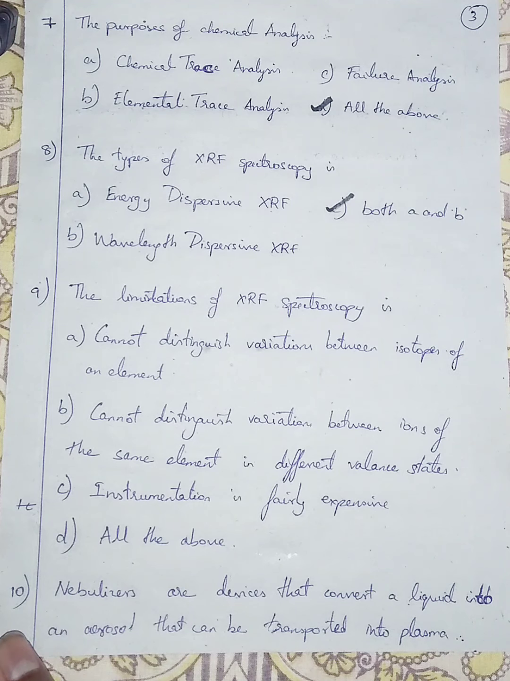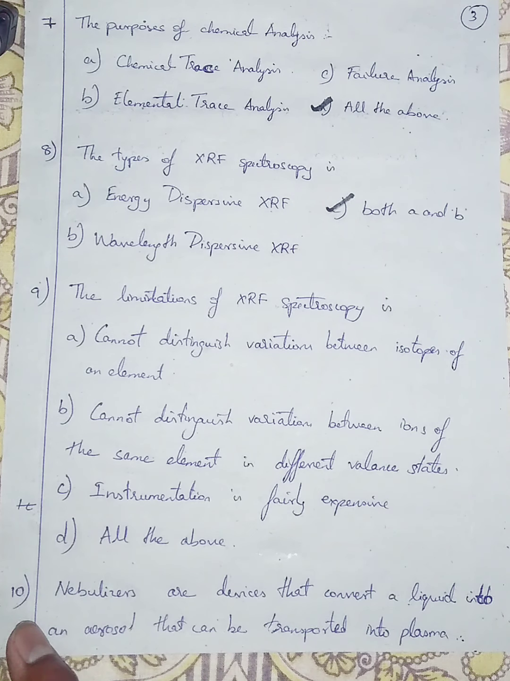If there are two isotopes of the same element, like hydrogen, there is deuterium. Sorry, I don't know exactly what they say, but H-1, H-2, these are all different isotopes. That cannot be distinguished by this XRF spectroscopy. Option B is cannot distinguish variations between ions of the same element in different valence states. Option C is instrumentation is fairly inexpensive. Option D is all the above.